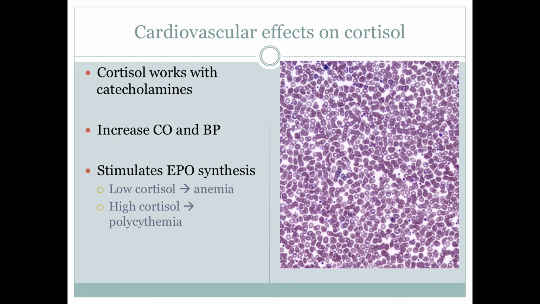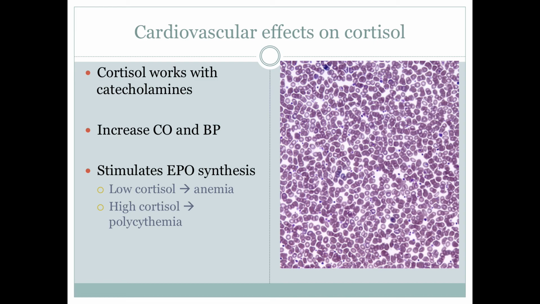So you will have cortisol working with catecholamines, increasing the cardiac output so that the heart beats in a different way, not just really fast, but it would also fill more so that you have a little bit of overfilling and then the blood pressure is maintained. It also stimulates EPO synthesis, erythropoietin, which leads to the formation of more red blood cells. That's what you see in this picture over here is a blood smear with a high amount of red blood cells. EPO is something that is taken either on purpose or it's made by your kidneys in cases of anemia.